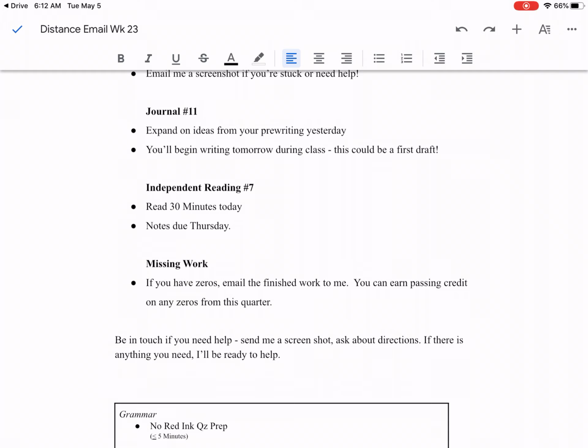We'll have more about the writing in class tomorrow, but if you look at the journal, you'll see what we're going to do when we're writing this last essay. Independent reading, get that done today. 30 minutes, notes are due Thursday, as I said.